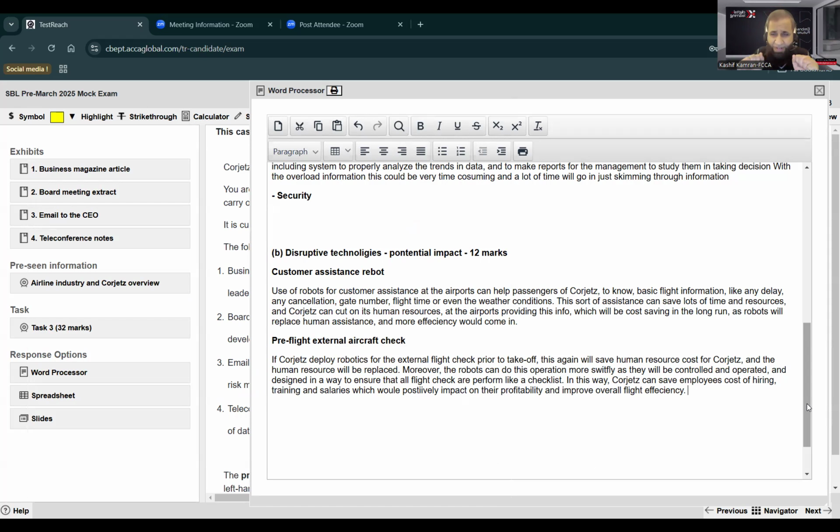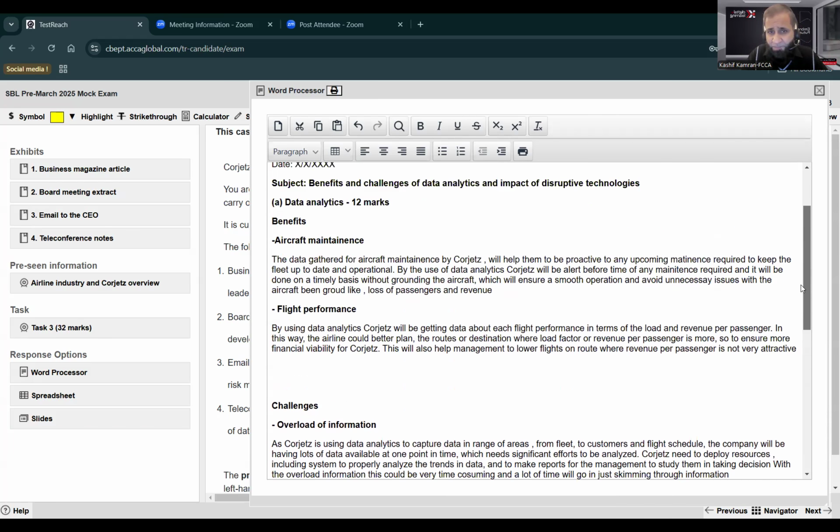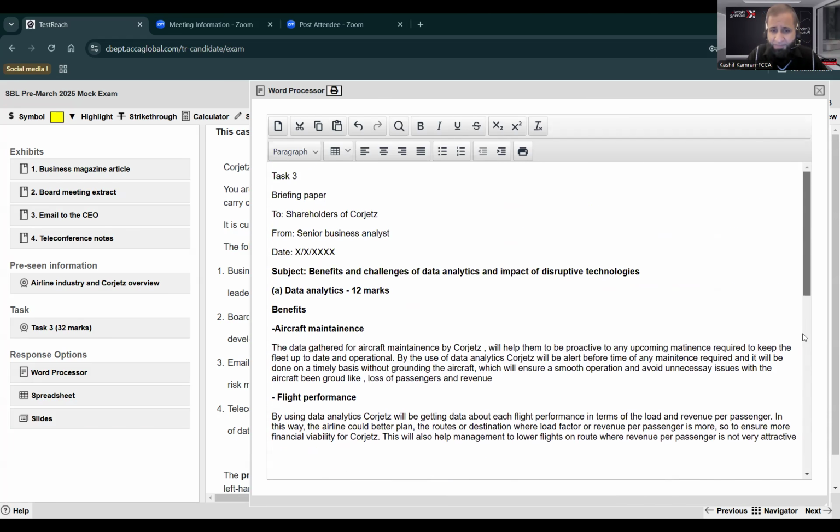Headings, subheadings, number of points we need to write, how to go back to the exhibit, read the information, ensure that information is reflected in my point. Wherever you need a bit of pre-seen coming in, you can use the pre-seen as well. And that's how you're developing your answer. And look at the length of the answer as well, and the presentation of the answer.